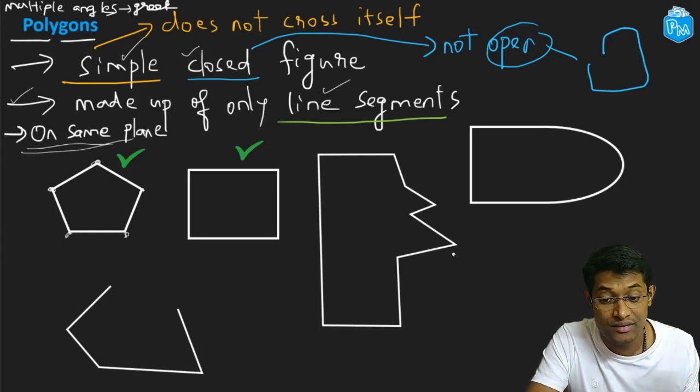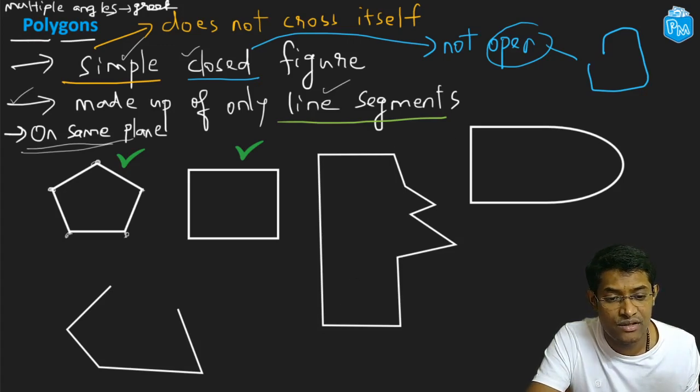Is it simple? Yes, it does not cross itself, right? Is it closed? Yes, you can see it's closed, it's not open. And is it only made up of line segments? Yeah, you don't have anything else. This is a line segment, this is a line segment, this, and this. All of these are line segments. So I can say yes, this is also a polygon. Now the next one, pause the video and try to do it on your own.